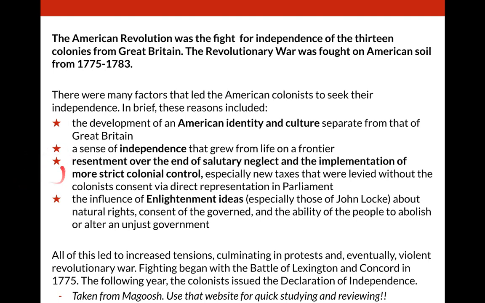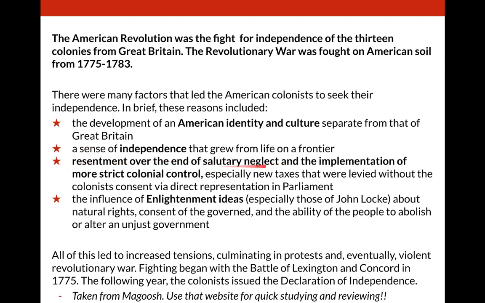That kind of leads to the third point, resentment over the end of salutary neglect and the implementation of more strict colonial control, especially new taxes that were levied without the colonists' consent via direct representation in Parliament. So this point is hitting on a big, big issue.